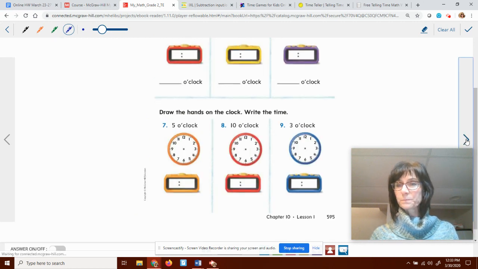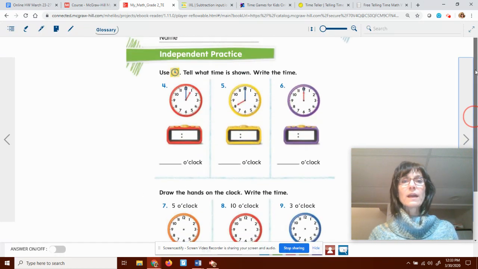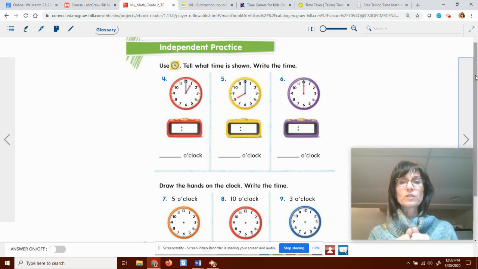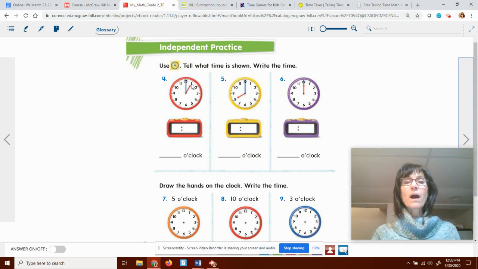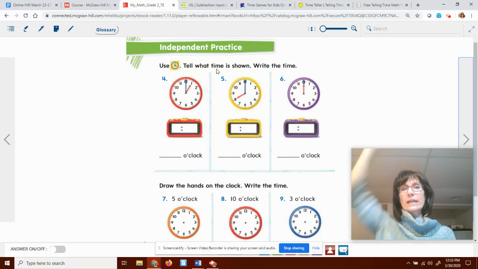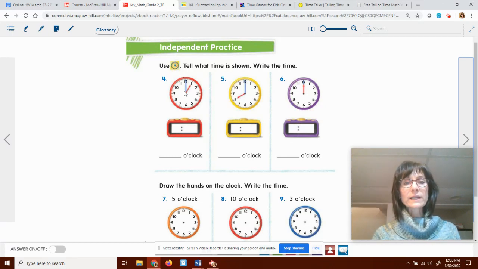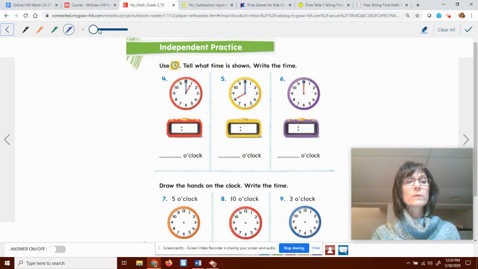Let's turn the page. On the next page is independent practice, and I'm going to let you work on this today. Remember, I'll always do the first one with you. Let's recognize where the hour hand is first. The hour hand's the short hand, the minute hand's the long hand. So if I take a look, I recognize my short hand first is on 1. So I would put a 1, and there's no minutes right now. We're simply at 1 o'clock. I'm going to let you do the rest of these.